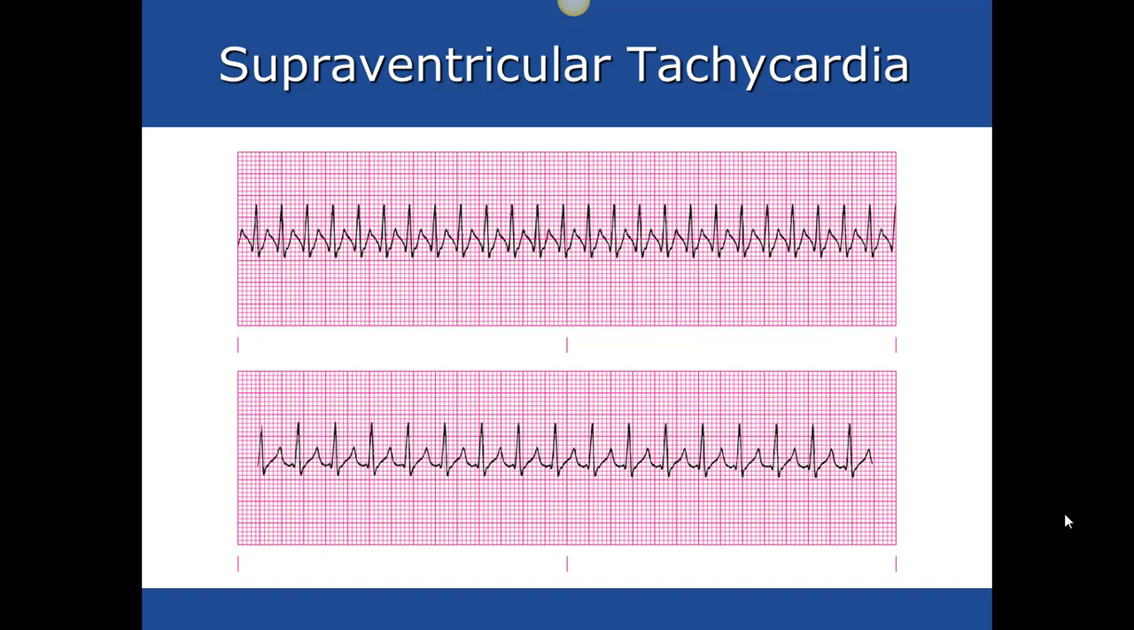Yes, generally they're going to be within normal width and they're not going to look bizarre. So let's take a look at a couple of rhythms here. Let's look at the top rhythm. If you count out your QRSs, this is a 6-second strip, you'll see that the heart rate is 250 beats per minute.